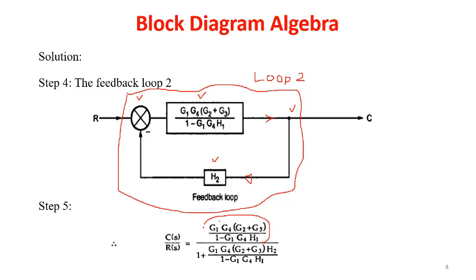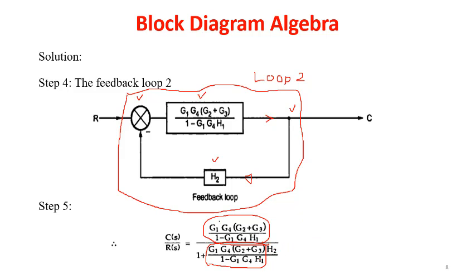So this whole element is from the forward block. Then as we are having a negative sign, it will be written as 1 plus, next we are having again the G term. The G term is this one, G1 G4 bracket G2 plus G3 whole divided by 1 minus G1 G4 into H1. Next we are going to multiply with the H block, that is H2, so it is getting multiplied by H2. This is what we are going to get.